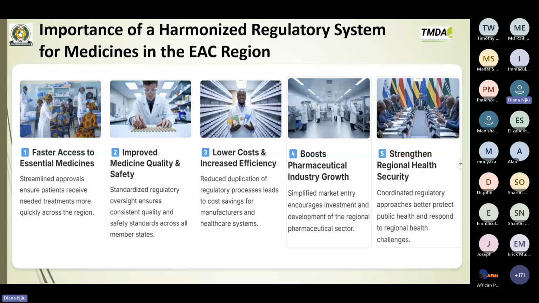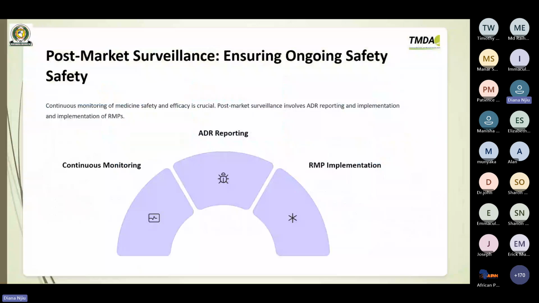to lower cost and increase efficiency, reduce duplication of regulatory process, which leads to cost saving for the manufacturers and health care systems, to boost pharmaceutical industry growth, simplified market entry, encouraging investment and development of the regional pharmaceutical center, and also strengthening regional health security, whereby there'll be coordinated regulatory approaches better to protect public health and respond to the regional health challenges.